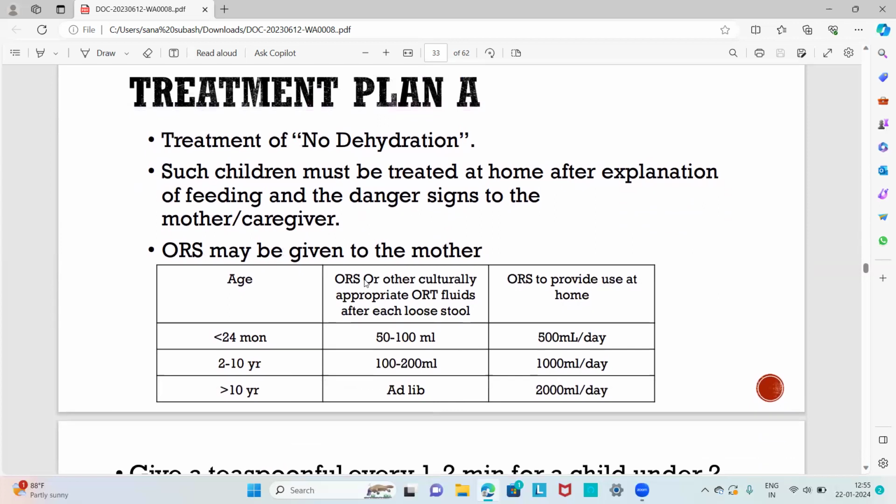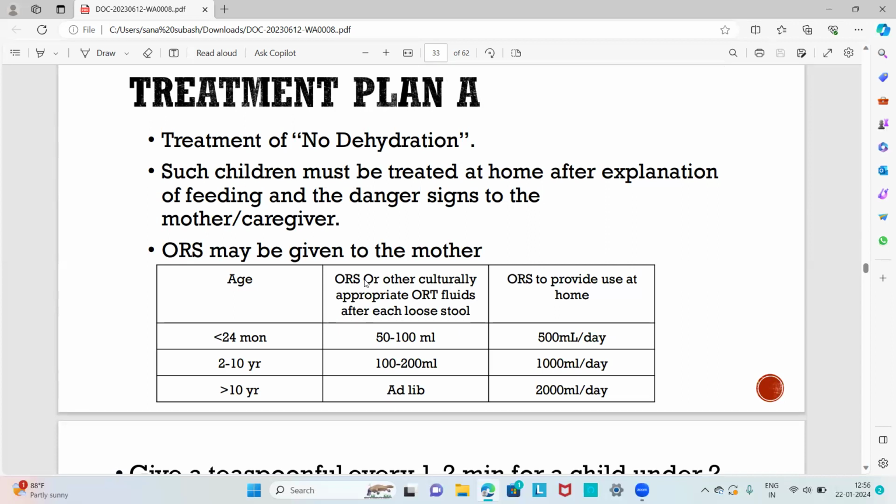Then treatment plan A is for no dehydration. If a question is asked, a child presents with acute watery diarrhea and is assessed to have no dehydration, what is the treatment plan? We have to write that treatment plan A is used for no dehydration.